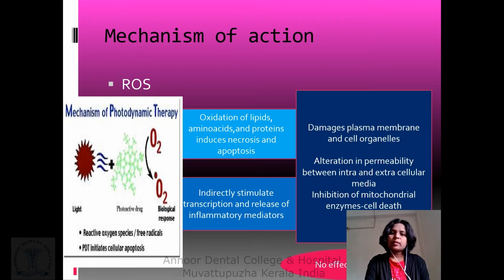How does this act? It acts by means of reactive oxygen species. By means of photodynamic therapy, there is oxidation of lipids, amino acids, and proteins, and it induces necrosis and apoptosis. That indirectly stimulates transcription and release of inflammatory mediators. It damages the plasma membranes and cell organelles, alters permeability between intracellular and extracellular media, and inhibits mitochondrial enzymes, which results in cell death.